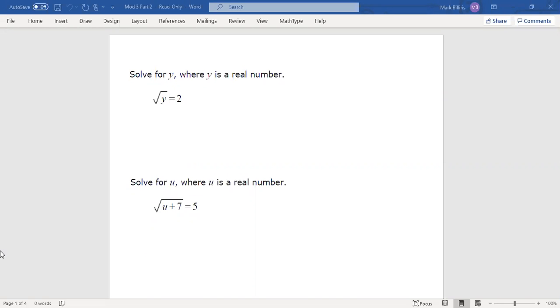In this lesson, we're going to start by solving radical equations. So in the first problem, we're solving for y. We have the square root of y equals 2. So we need to get rid of the radical sign in order to solve. Since we're dealing with square root, in order to get rid of the square root, we're going to square both sides. So the square root of y squared is simply y, and 2 squared is 4.